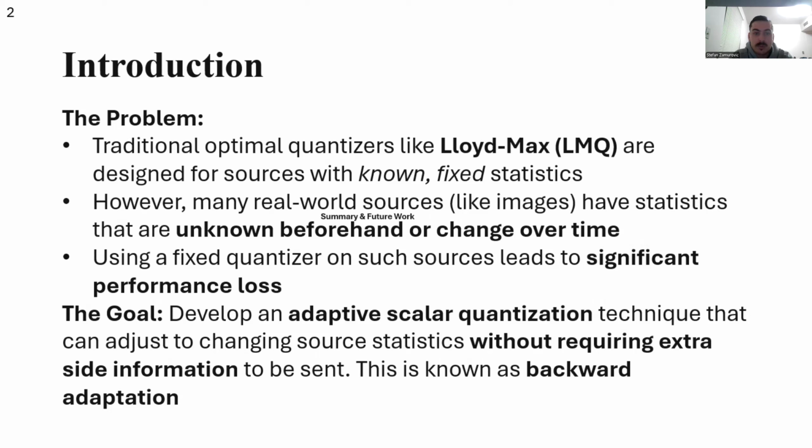Using a fixed quantizer on such sources can lead to a significant drop in performance. The paper's goal is to propose a method for adaptive scalar quantization that can adjust to these changing source statistics without needing to send any extra information, which is known as side information, from the encoder to the decoder. Because the adaptation relies on information available at both ends, it's called backwards adaptation.